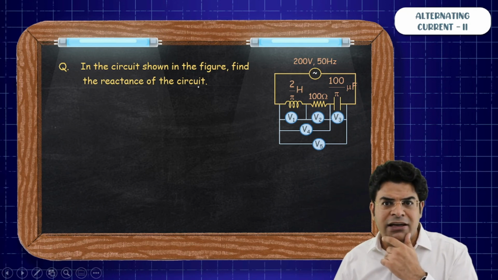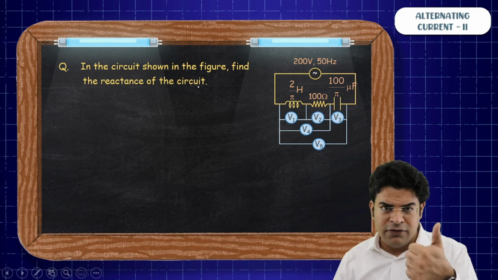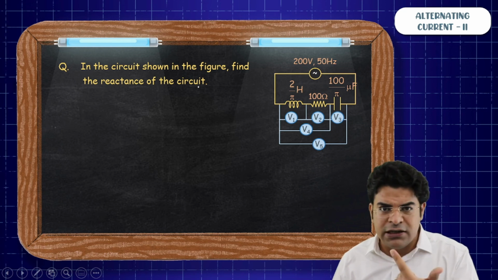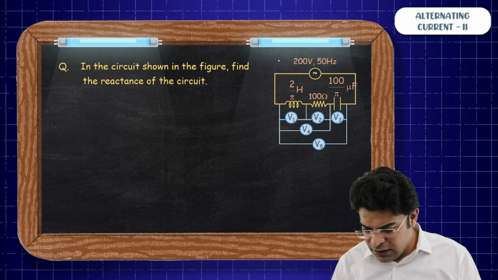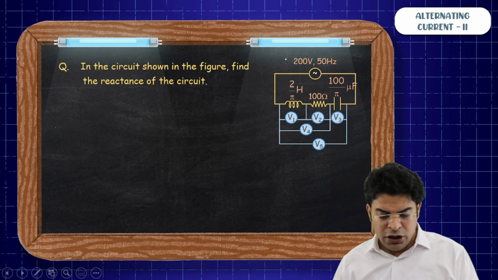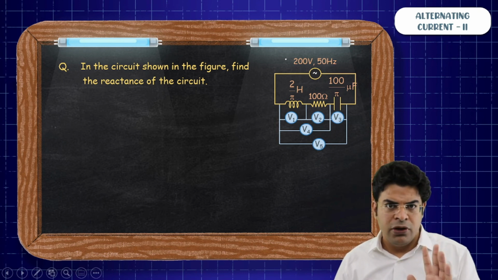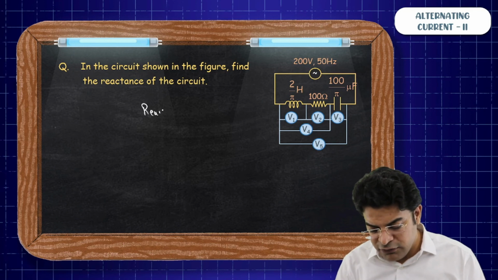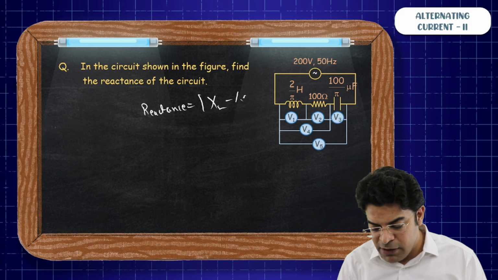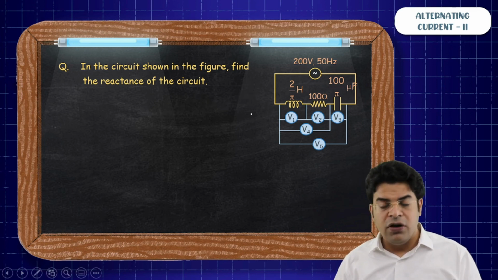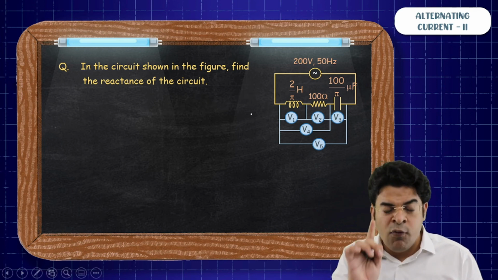So what is reactance? Sir, I know inductive reactance, I know capacitive reactance. How to write the reactance of this circuit? So beta, when a circuit has both an inductor as well as a capacitor, the reactance of the circuit is nothing but mod of XL minus XC. So first of all, let's find out XL and XC for this circuit.